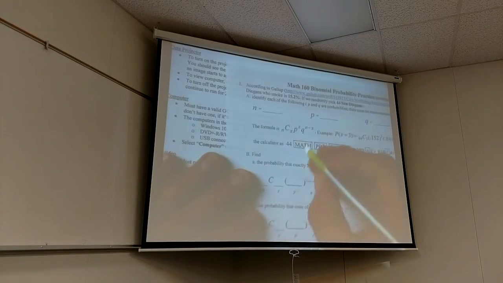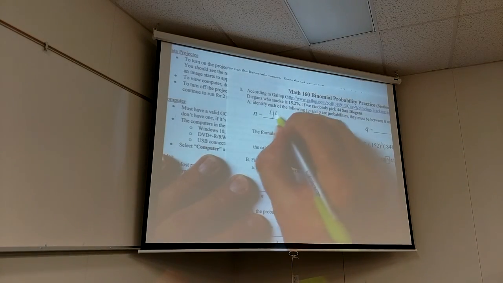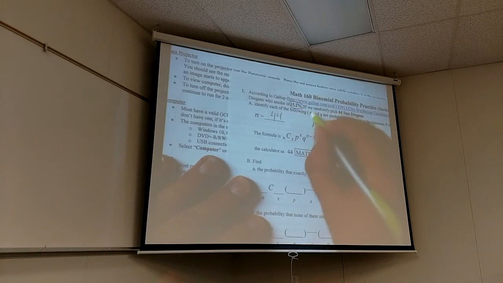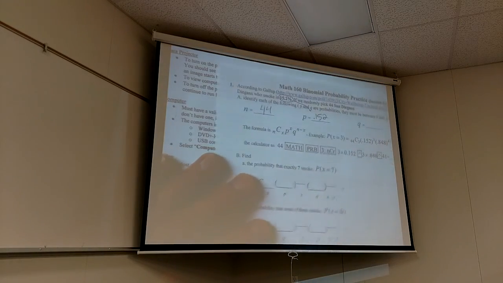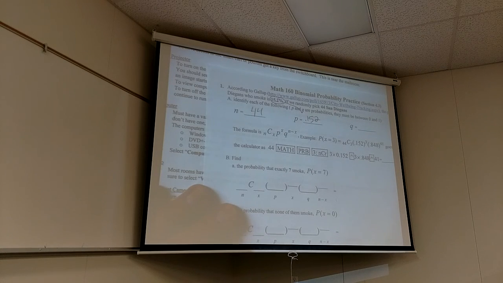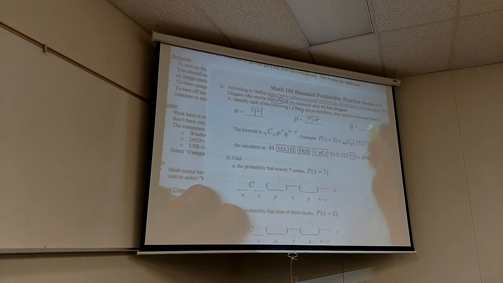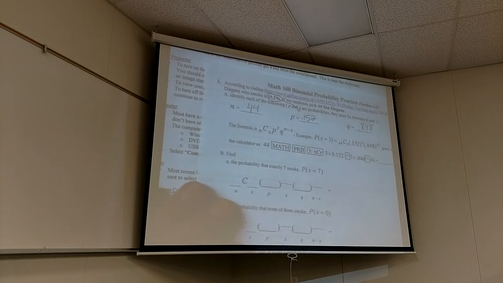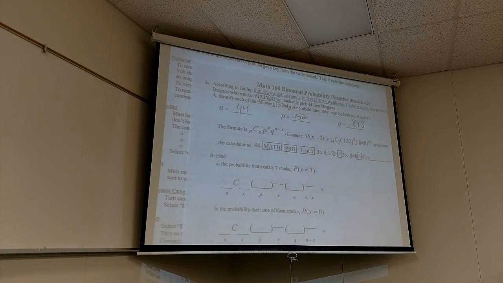So here, N is 44. P is 0.152. The biggest mistake I see is people forget to change that into a decimal, which really throws everything way off. And then here, Q must be what? 0.848. I like it.